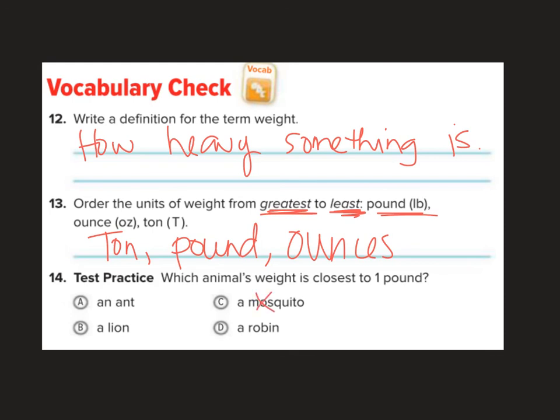Which animal's weight is closest to a pound? Mosquito? No way. Ant? No way. Lion? No way. So, must be about a robin. Would be about a pound.